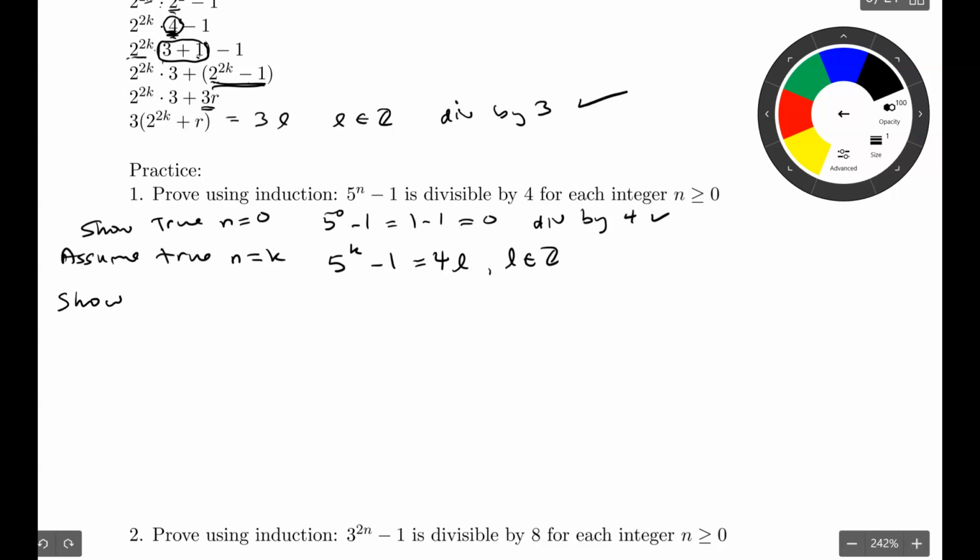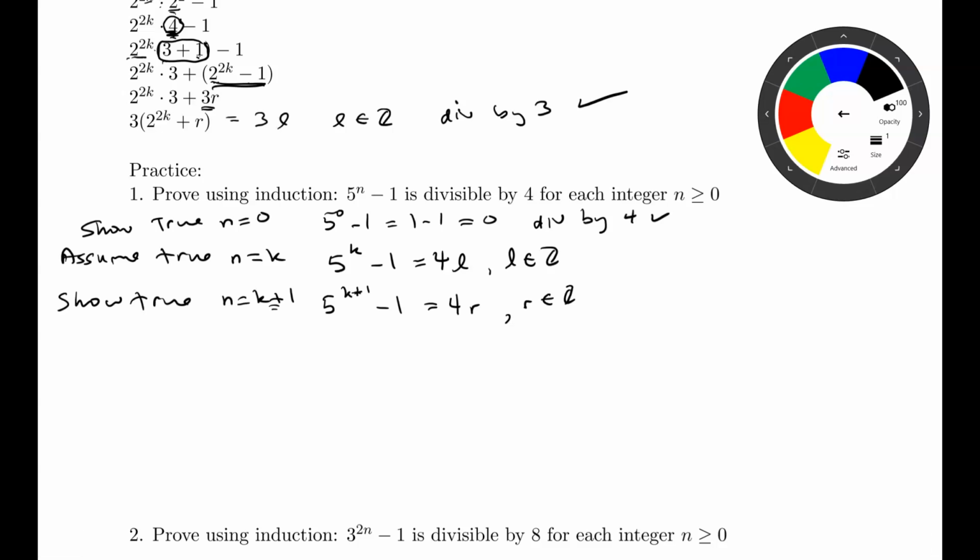Okay, so now I want to show true for n equal k plus 1. So 5 to the k plus 1 minus 1, I want to show is equal to 4 times some other letter, R, an element of the integers. Here, I meant to write plus 1, I'm putting in plus 1. Now let's break this up. I'm going to say that this is 5 times 5 to the k minus 1. So I just broke that up into those two terms.